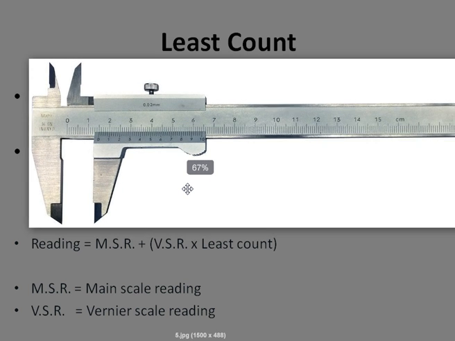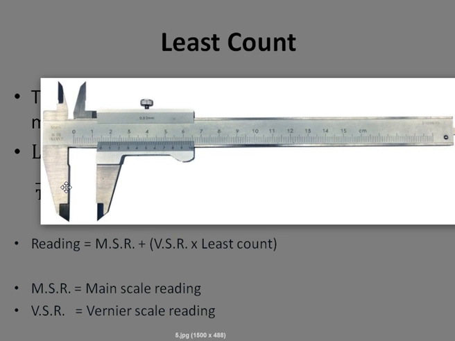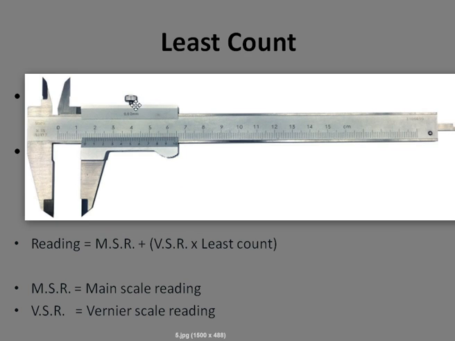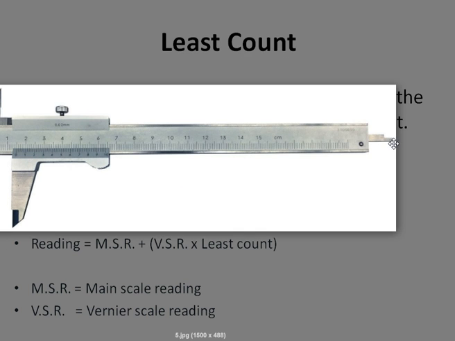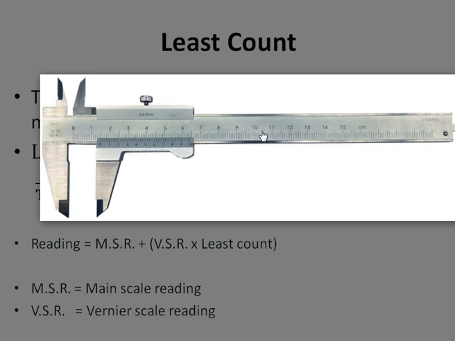In this instrument, these are called the external jaws, and these are called the internal jaws. These are used to measure internal diameters, and these are for external diameters or external dimensions, you can say. This is the main scale, which is the fixed scale. This is the Vernier scale. This is a locking screw. This is the depth measuring arrangement for the Vernier caliper.